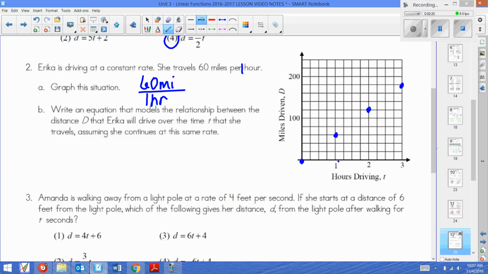I'm going to use a line to graph this relationship because we can see it's linear, and I'll also put an arrow on the end because this can continue for however many hours she travels.